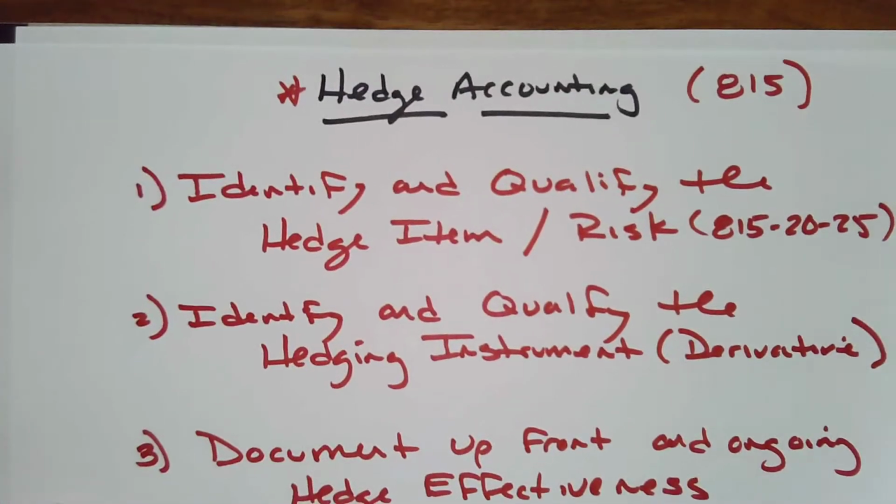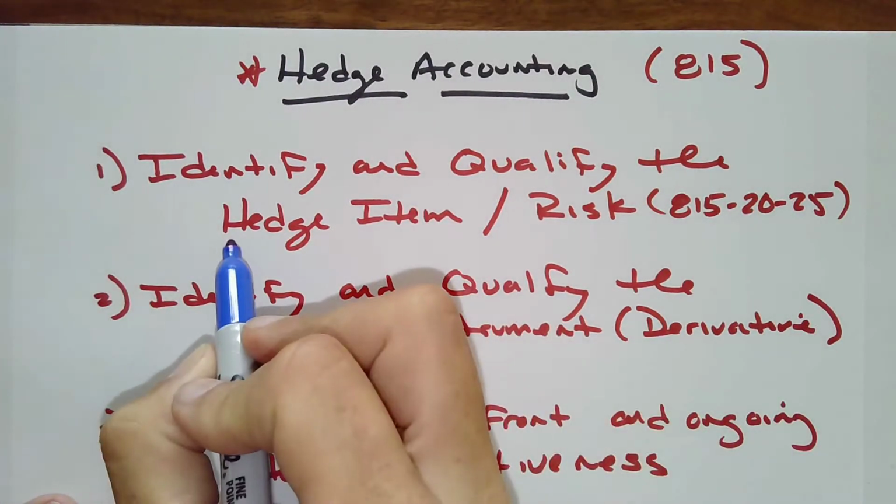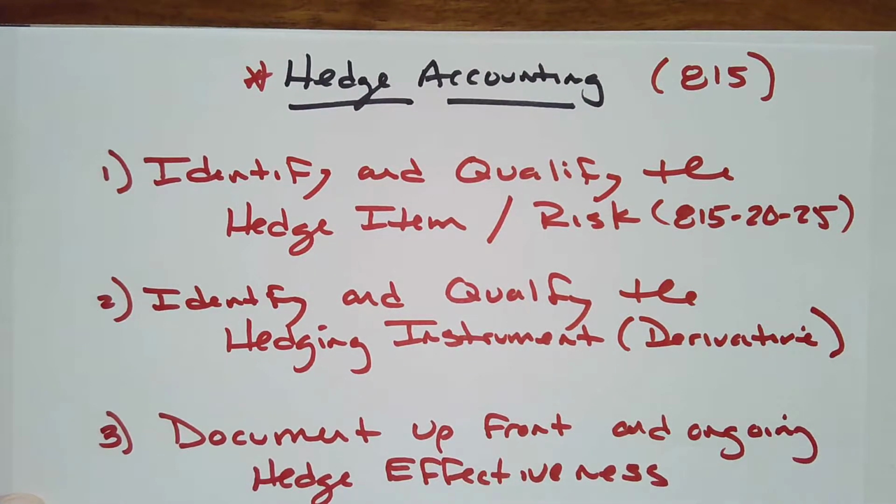So let's start working on that list, right? And here's our list for hedge accounting. The first thing we want to do is talk about the hedged item, what is identified as the hedged item or the hedged risk. So things that can be the hedged item.